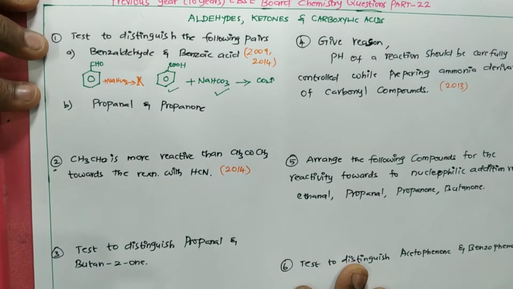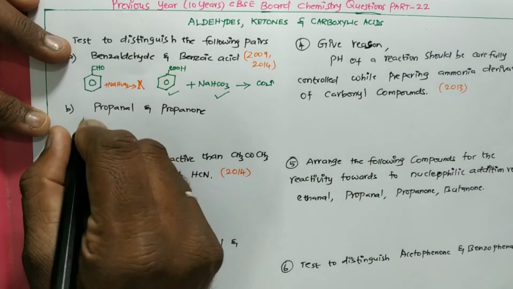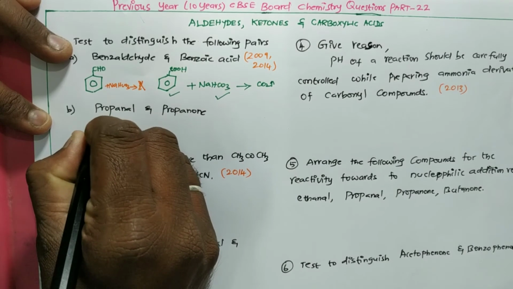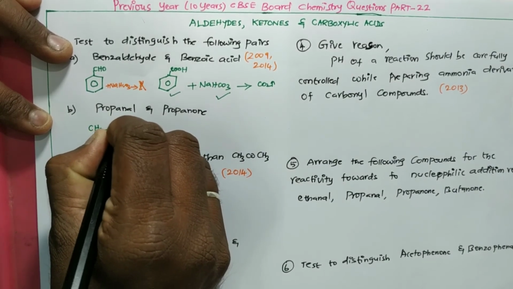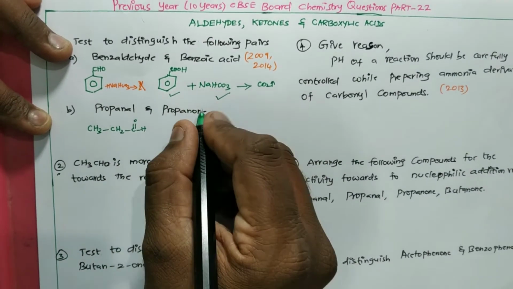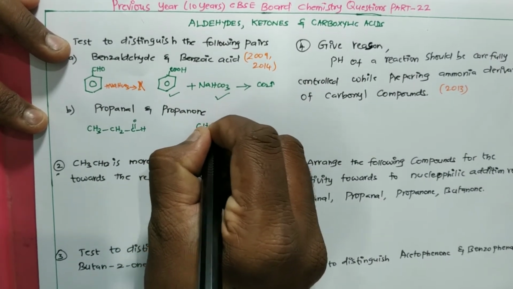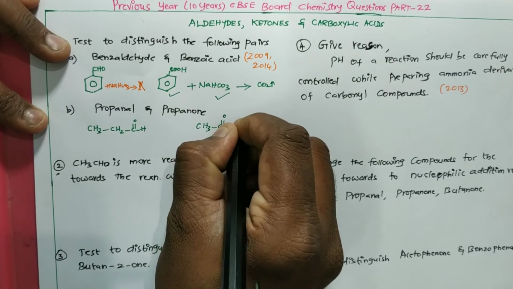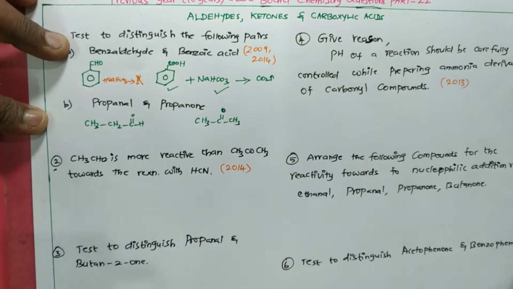And propanal and propanone. What is the structure of propanal and propanone? Propanal is CH3CH2CHO. But in the case of propanone, it is CH3COCH3. This is propanone. Are you able to understand?